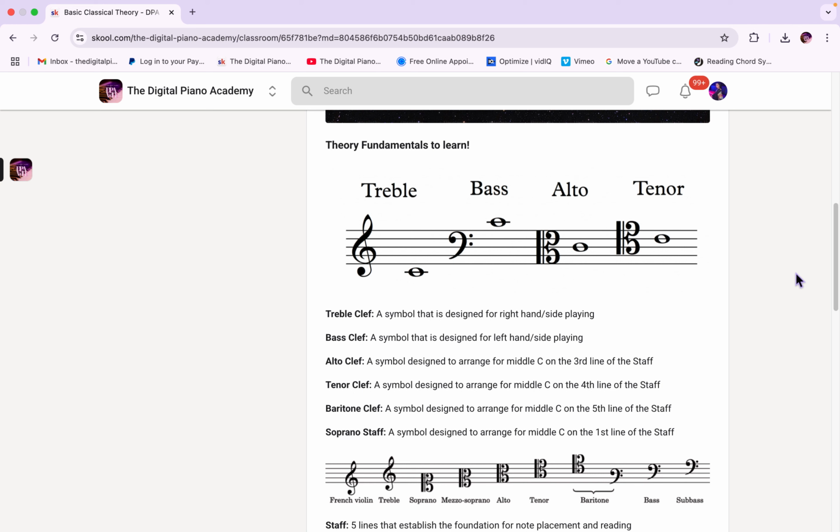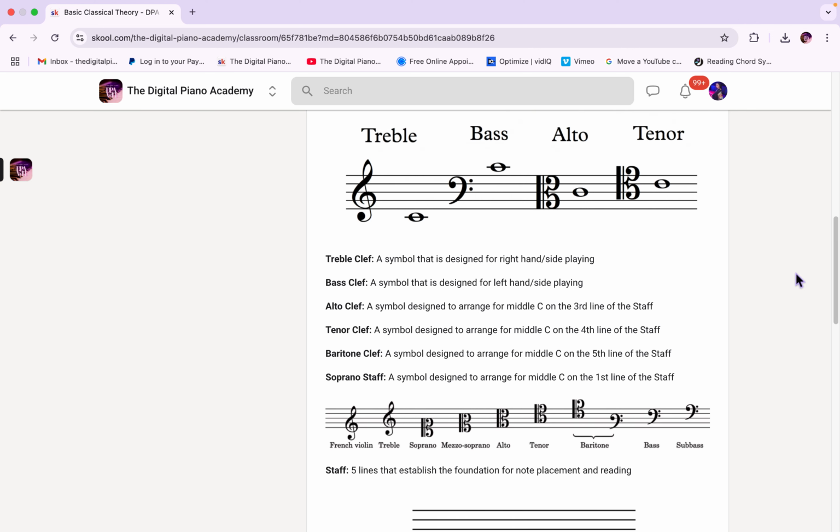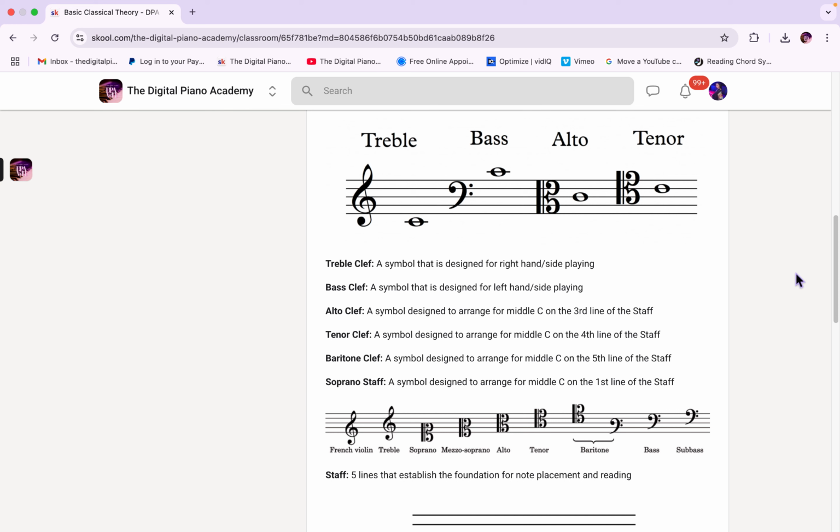Here, as you can see in the diagram, is where middle C is at different points on the staff. So the first we have is a treble clef. That is a symbol designed for right hand or right side playing. Next, we have bass clef, a symbol that is designed for left hand or left-sided playing.